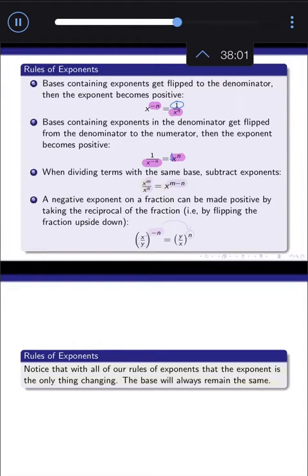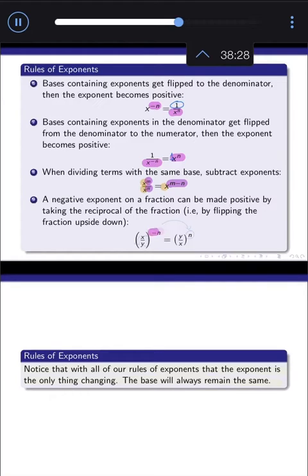Rule 8 has us come up with a rule when we have the same base on the top and the bottom of a fraction. What do we do with the exponents? Well, if you have the same base, the base will stay the same, and you can just get away with subtracting the two exponents. So the base will stay the same, you just subtract the exponents.